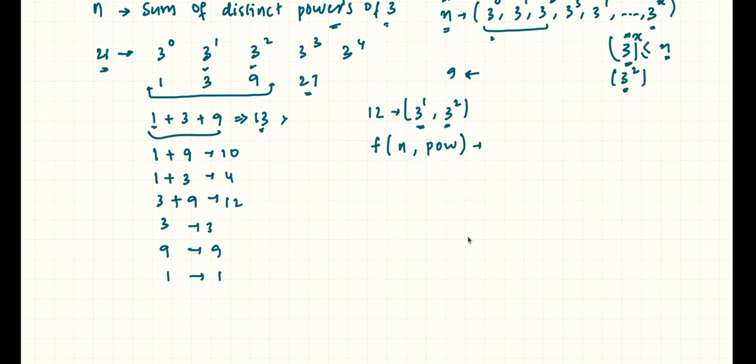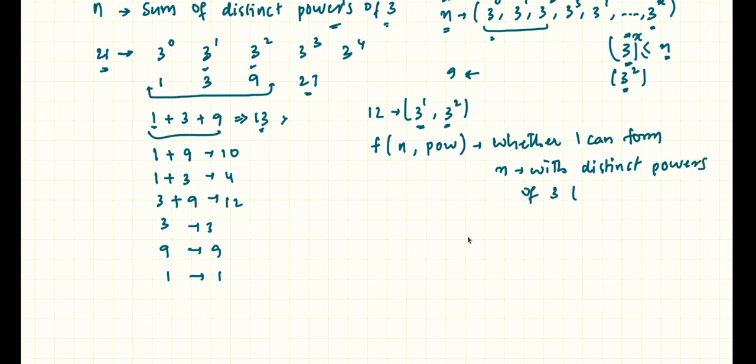So what does this function tell? Whether I can form n with distinct powers of 3 from power all the way up to x, right? So initially I will basically understand whether I can form n from 0 all the way till x.